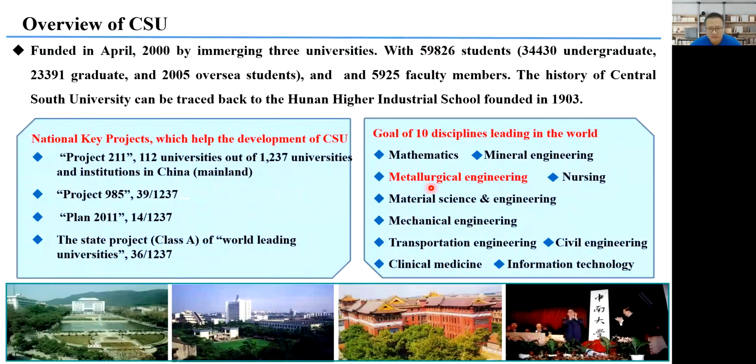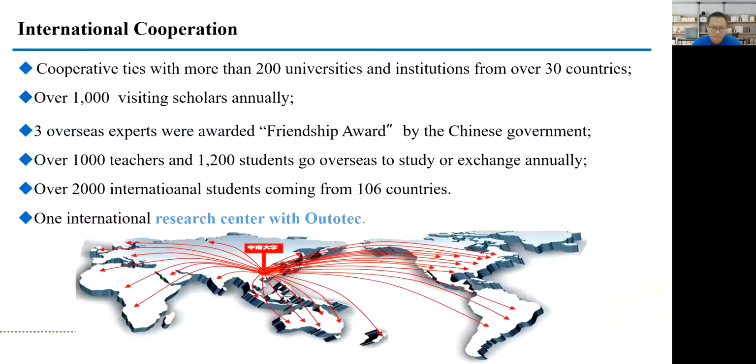And we have 10 disciplines which are leading in the world or in our country. And I am studying and teaching metallurgy, and this is one of the 10 top disciplines in our university. Besides metallurgy engineering, there are mining engineering, nursing, mathematics, material science engineering, mechanical engineering, and also transportation, civil, information technology, and clinical medicine, which are also quite good. So if you are interested, you have to browse our website.